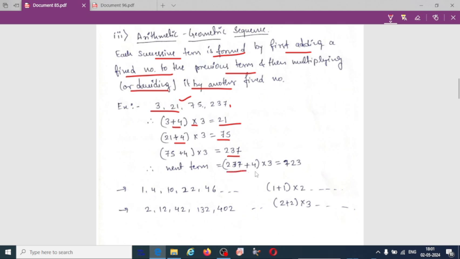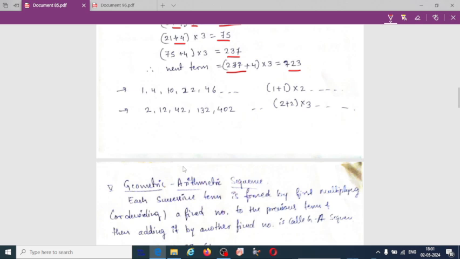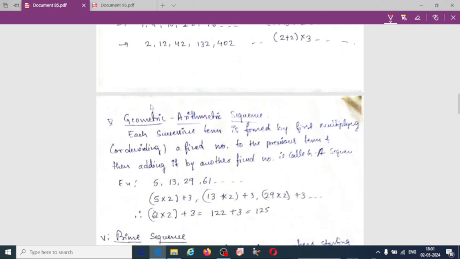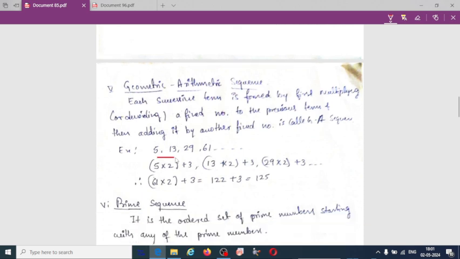So 273 plus 4 into 3, you will get the next required number in the series, 723. So like that you have to solve the problems on the series formation. Next, geometric arithmetic sequence. Here first we have to either multiply or divide the number and then we have to add a fixed number to get the geometric arithmetic sequence. So let us take an example here of how we can get the number 13.